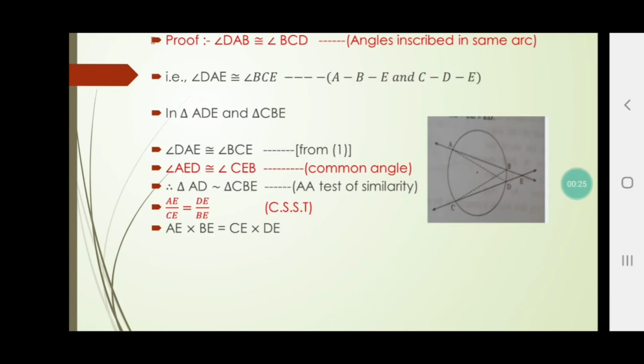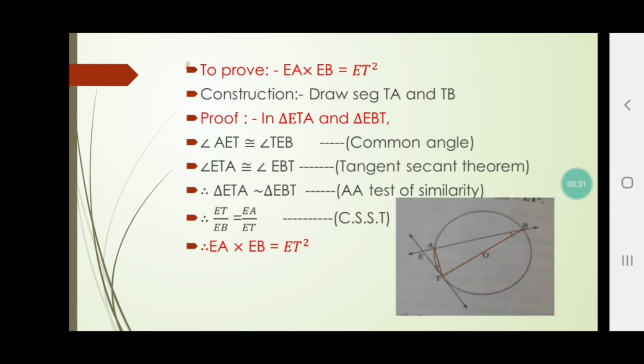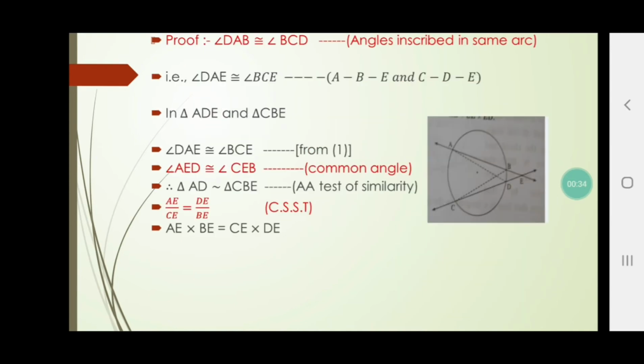What is given to us now? The given part is a circle with two secants AE and CE intersecting the circle at points A, B and C, D, and both the secants are intersecting each other at point E. Now here we have to prove that AE into EB is equal to CE into DE.